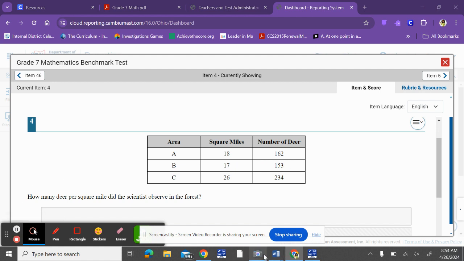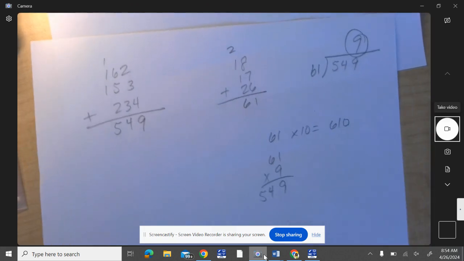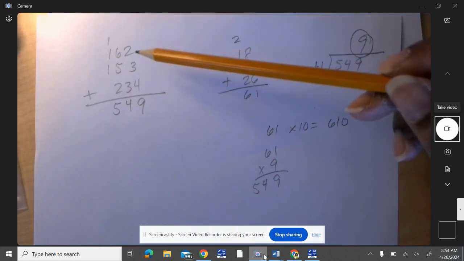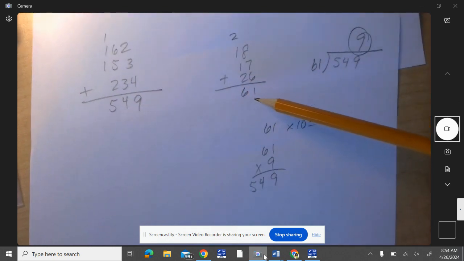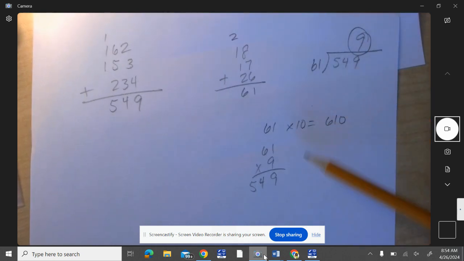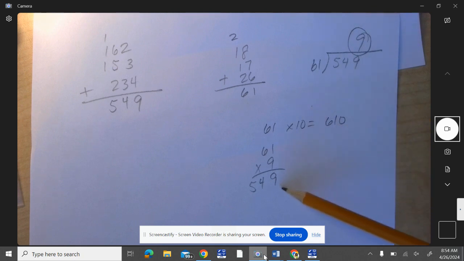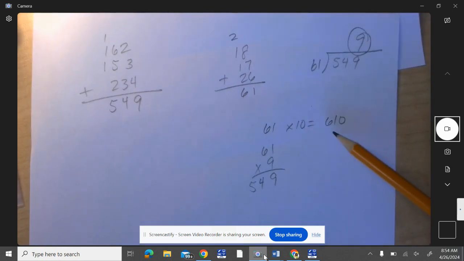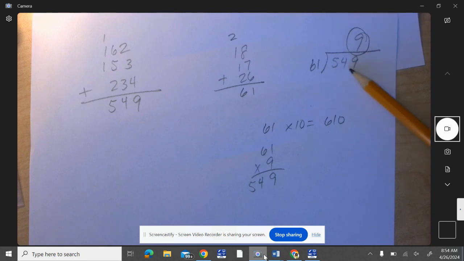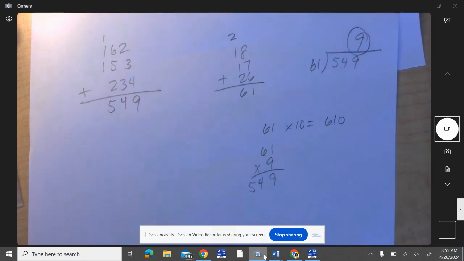All right, so I did the work on this sheet of paper. Like I said, I added together how many deer I had. I added together how many square miles I had, and I just did division. It just so happened it divided evenly into 9. So the answer is 9. I did a little estimate. I did 61 times 10 is 610. And I was like, oh, that's kind of close to 549. So then I tried 61 times 9 and got exactly 549. So the answer is 9.